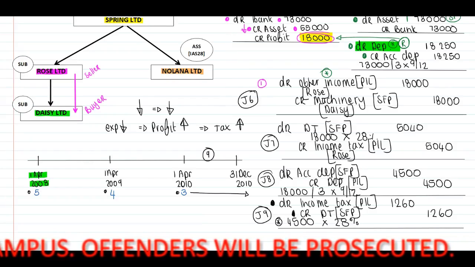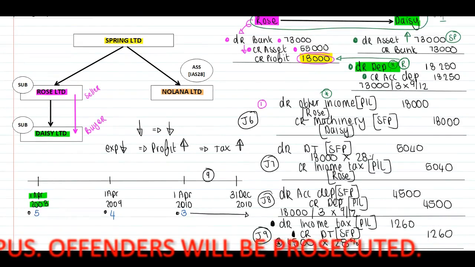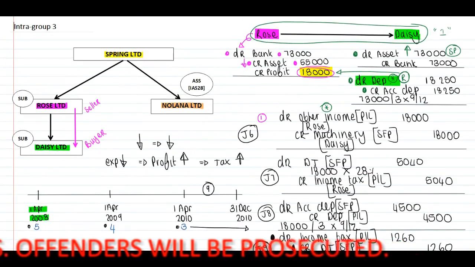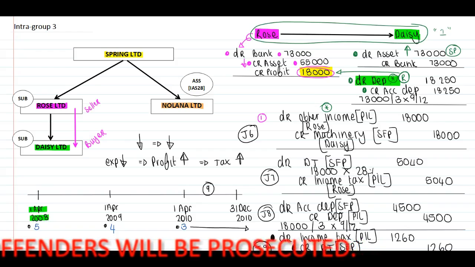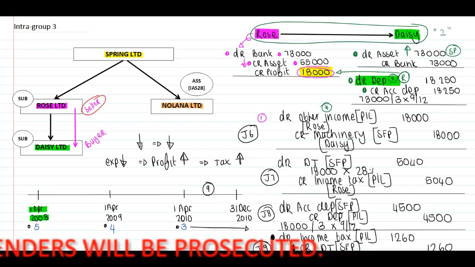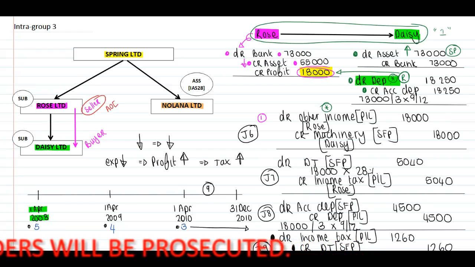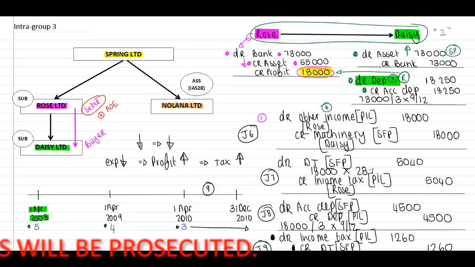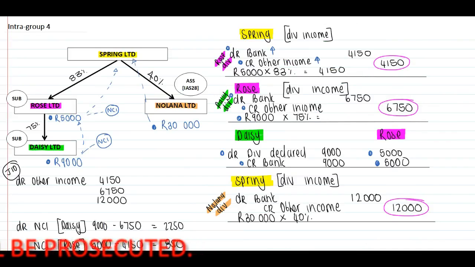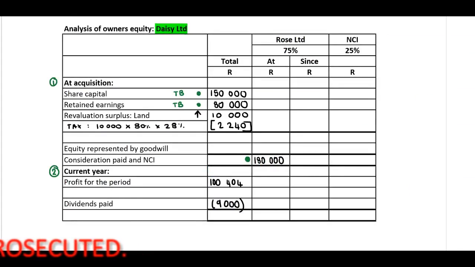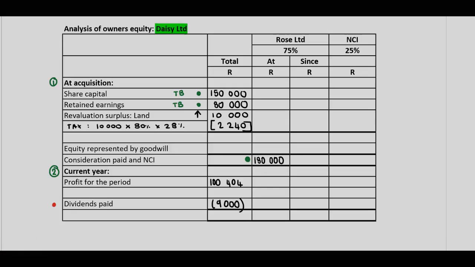Number 3, now this might be important to us, but when we look at the flow, this is downstream. Therefore, this will be included in Rose's analysis of owner's equity and not in Daisy's. Therefore, this will not have an effect on Daisy. And number 4, we have already included our dividends in the analysis of owner's equity at the bottom. Therefore, we can now include all of the totals and allocate the portion to Rose and our NCI.